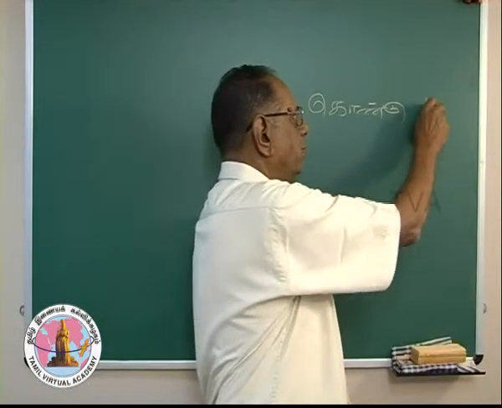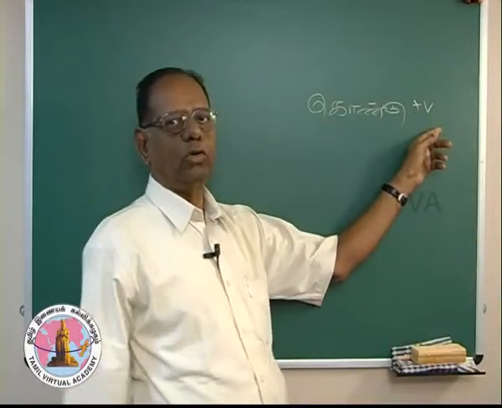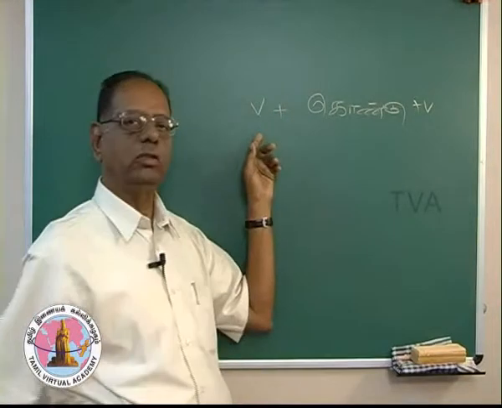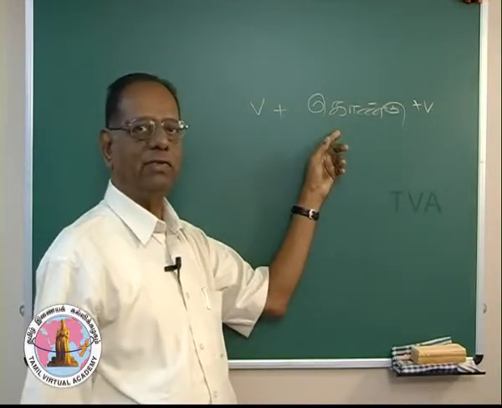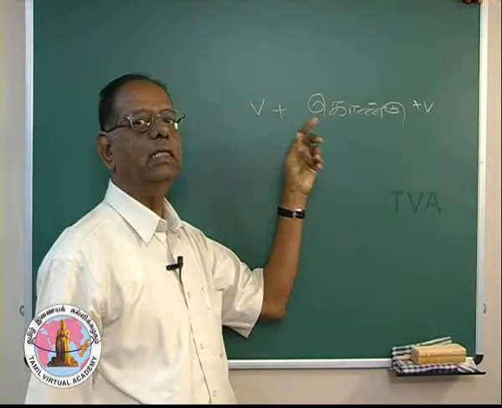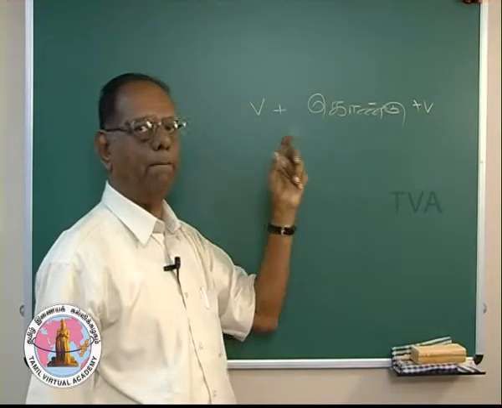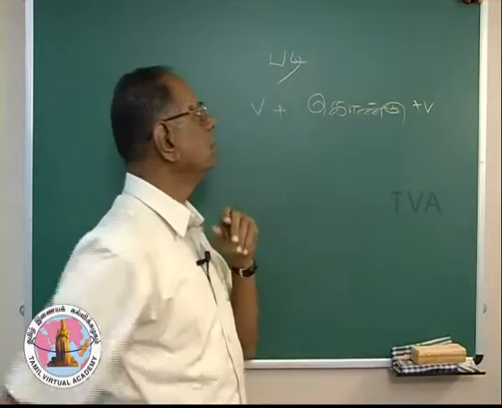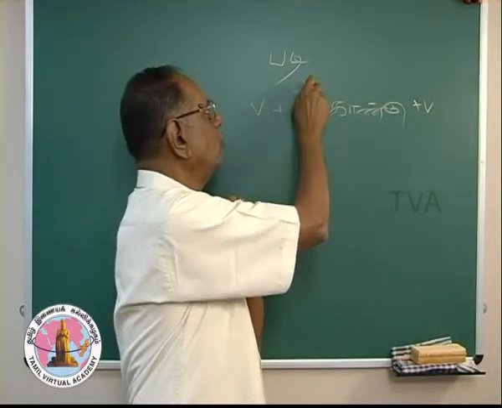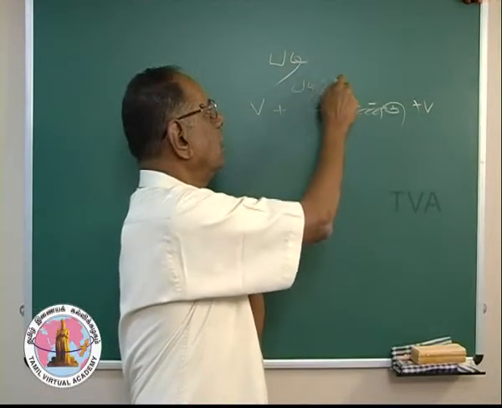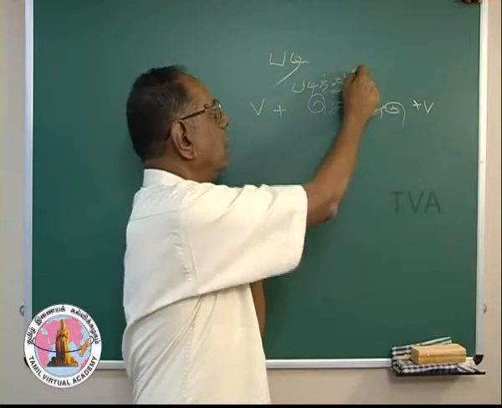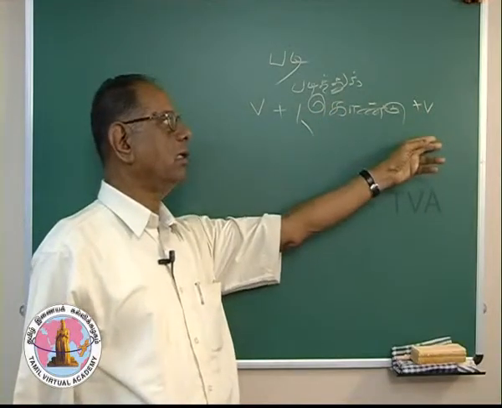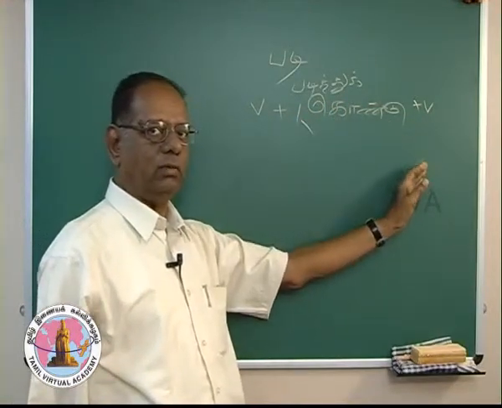And the later verb would denote the tense. The verbal form with which you have to add the suffix will be in the verbal participle form. For instance, padi. The verbal participle form would be padithu. Padithu kondu irundhan. Padithu kondirundhan. He was ready.